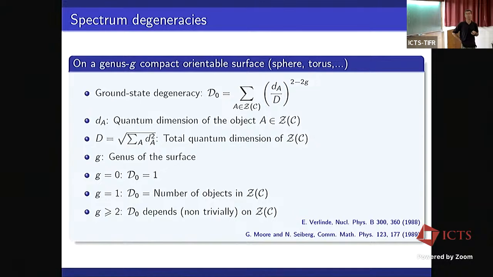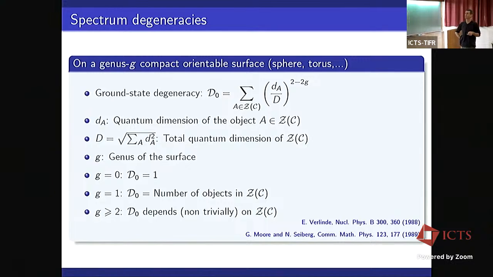What is pretty remarkable here, that can be directly seen in this formula, is that if you are on a genus 0 surface, you have a unique ground state, whatever the category is. It does not depend on Z of C. For g equals 0, you have D naught equal to 1, simply because you have dA to the power 2 divided by D, and since D is simply given by that, this is equal to 1. So you have to keep in mind that any topologically ordered phase on a sphere has a unique ground state.